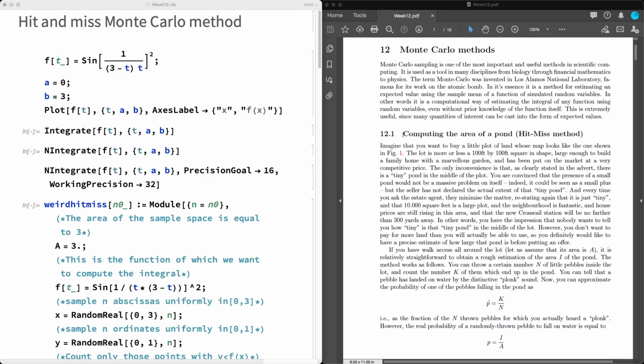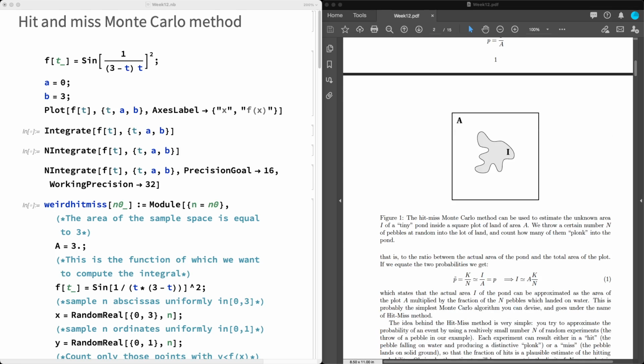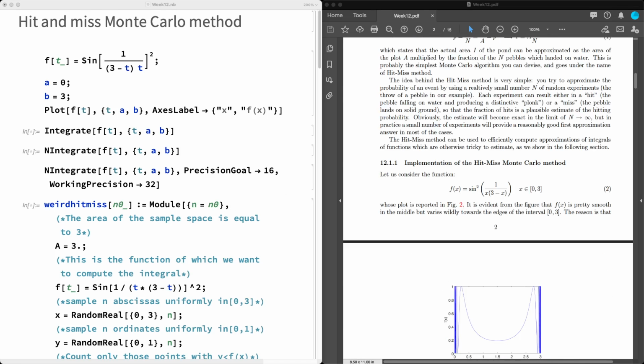In this video, we will talk about the Monte Carlo method, and in particular, we will discuss the hit and miss Monte Carlo method and the mean value Monte Carlo method.